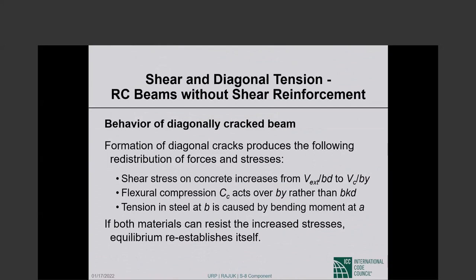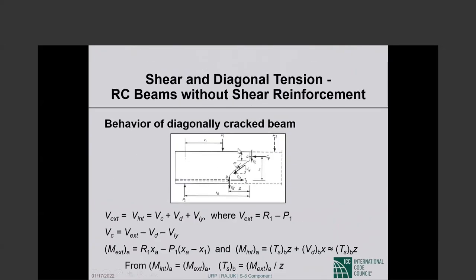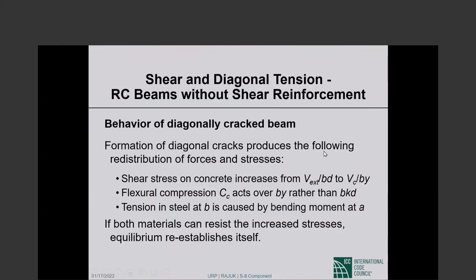So formation of diagonal cracks produces the following redistribution of forces and stresses. Shear stress on concrete increases from V external over BD to VC over BY. Okay, so before the diagonal crack, the shear was V external and the stress was that divided by the section BD. But after the cracking, the shear is the shear in the concrete, and the area of the uncracked concrete is B times Y. Okay, I don't know if I pointed out the Y distance here. Okay, so shear stress on concrete increases from flexural compression. C sub C acts over BY, the uncracked concrete section, rather than B times KD, which it would normally do before the diagonal crack opens up.